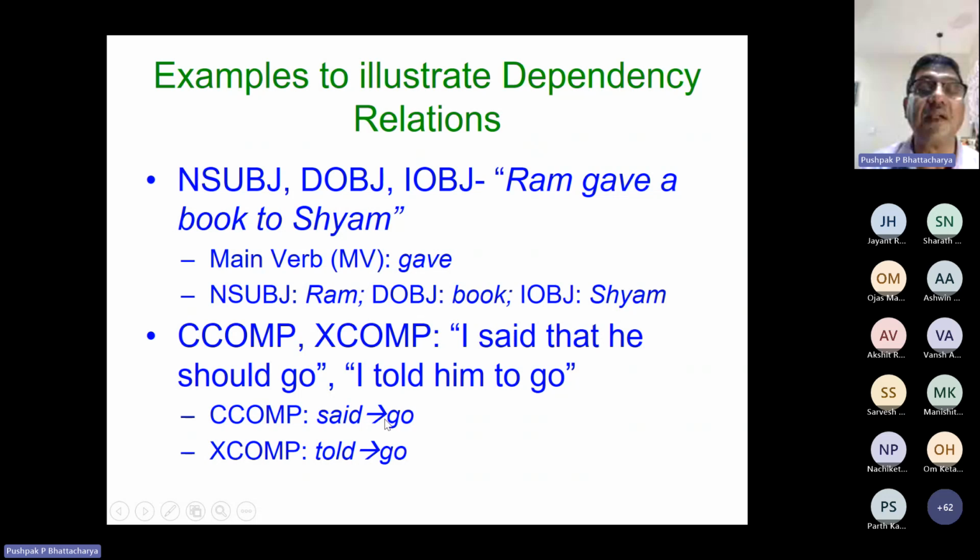So said and go are linked by CComp. I told him to go. Told and go are linked by XComp relation. So XComp is for non-finite, CComp is for finite. Why is this distinction required? Why did the people who created dependency labels think that two different relations would be needed?